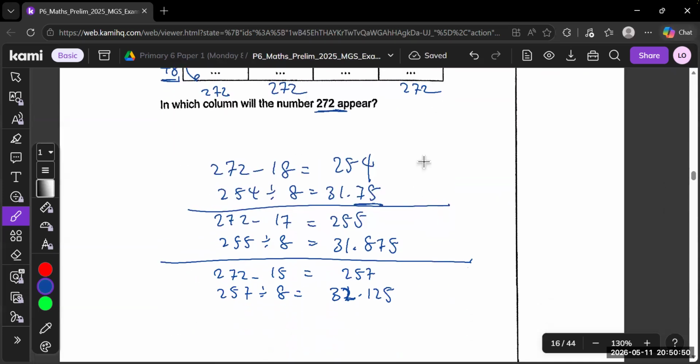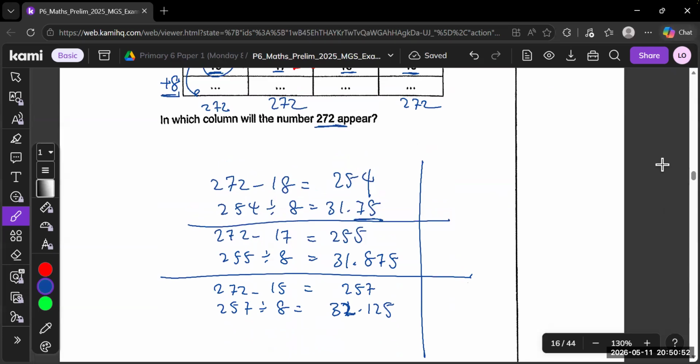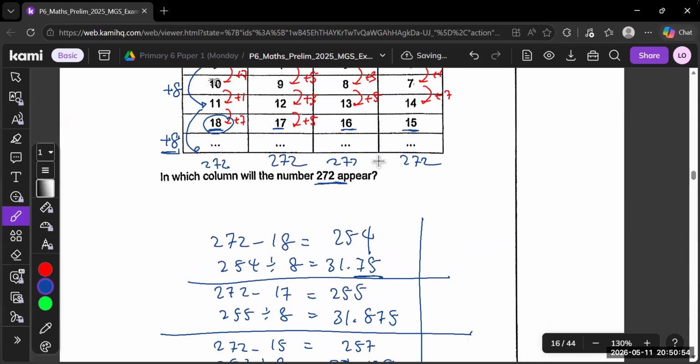Okay, let's look at column C. Okay, column C. So is it here? 272 minus 16. All right. So 272 minus 16, you get 256. And then you divide by 8. Do you get any remainder? No, you didn't get remainder.